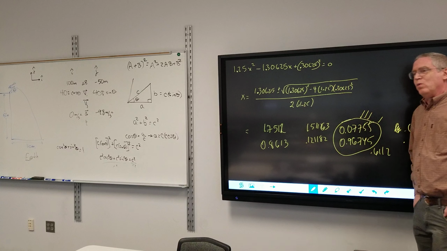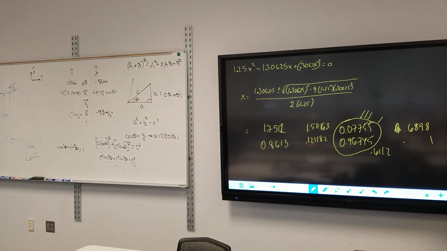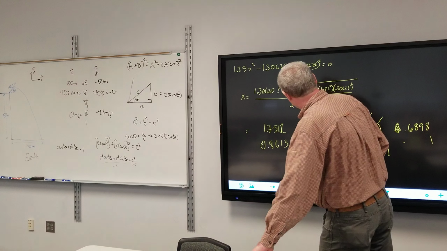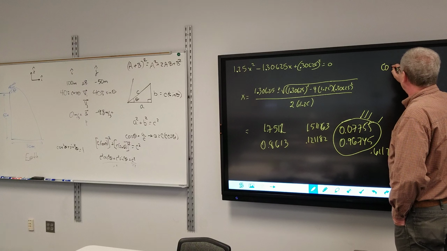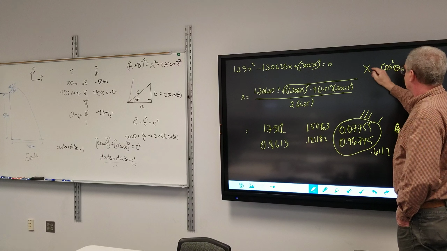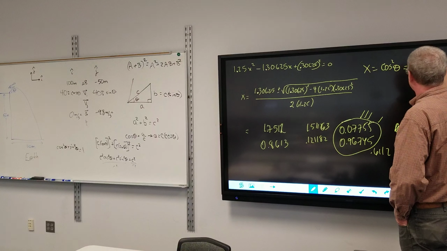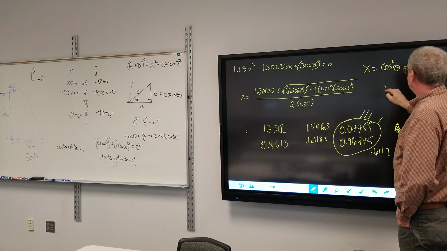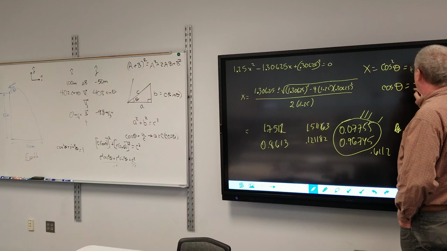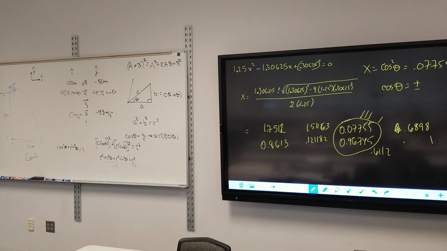So that's fine. So what we're saying here, this is x, which is cosine squared. So cosine squared theta equals 0.07755. So cosine of theta equals plus or minus the square root of this. And what is the square root of 0.07755? 0.27847.